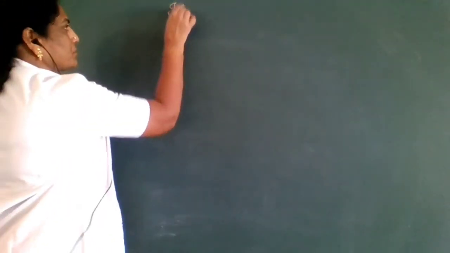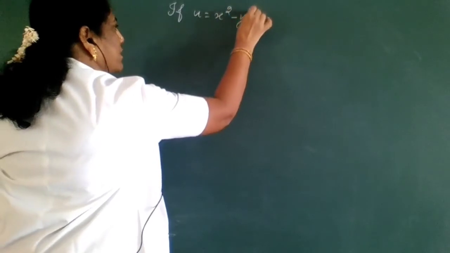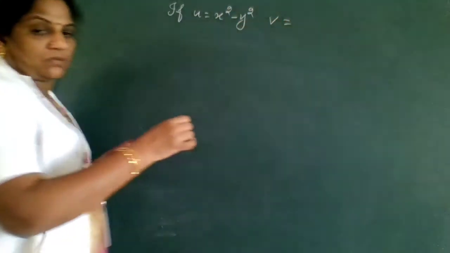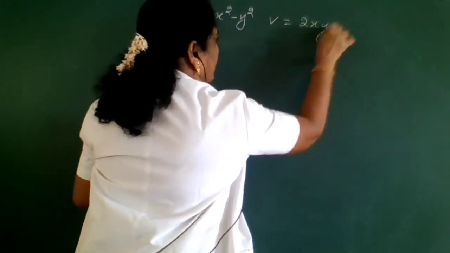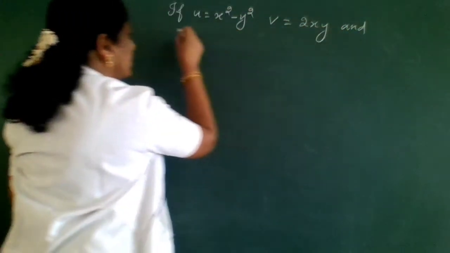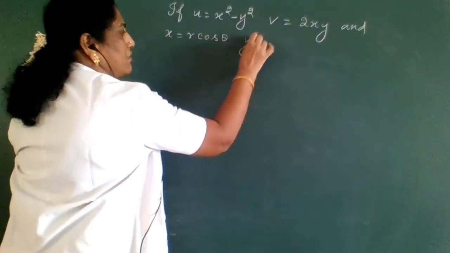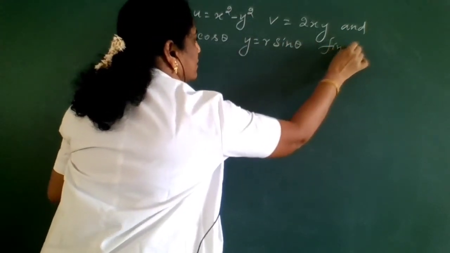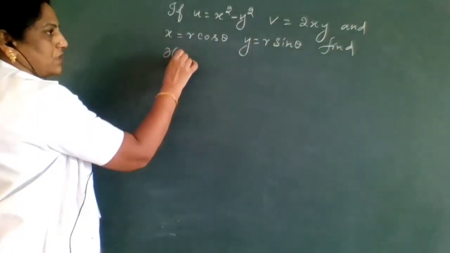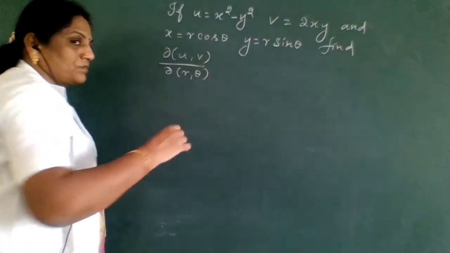If u equals x squared minus y squared, v equals 2xy, and x equals r cos θ, y equals r sin θ, find ∂(u,v)/∂(r,θ).